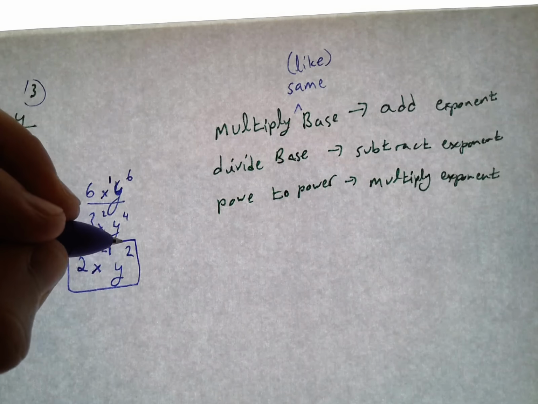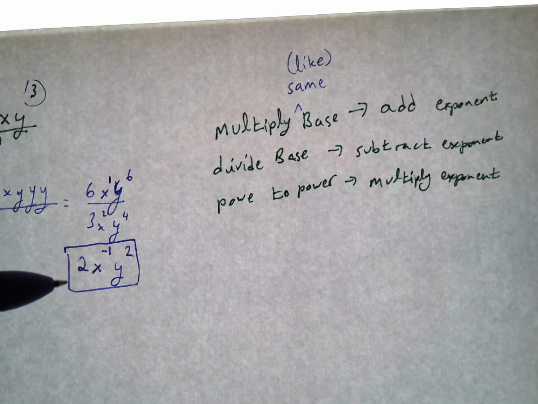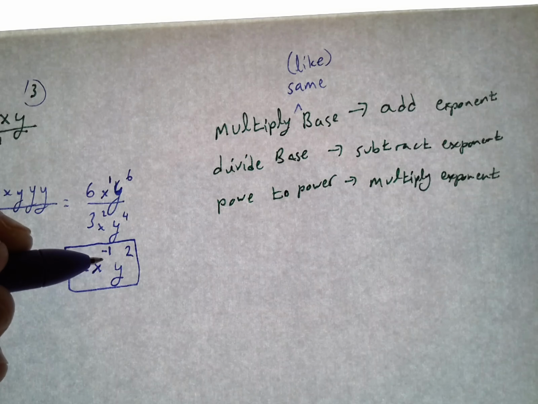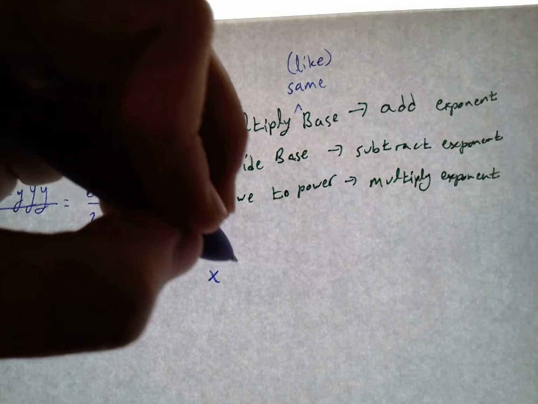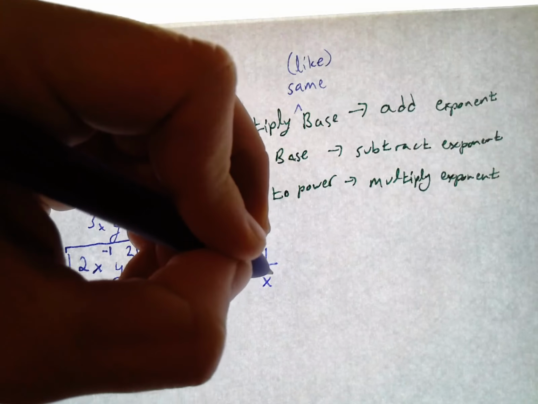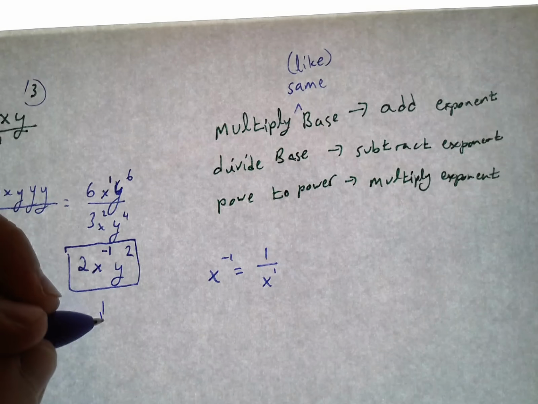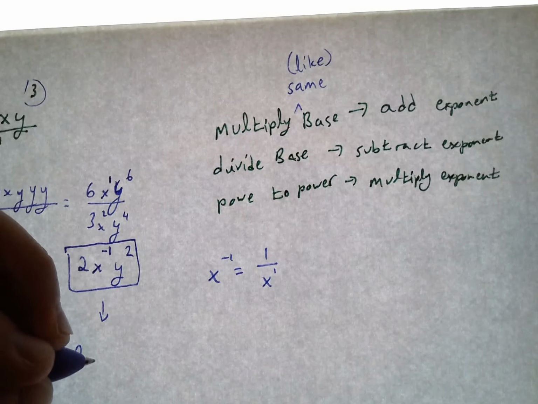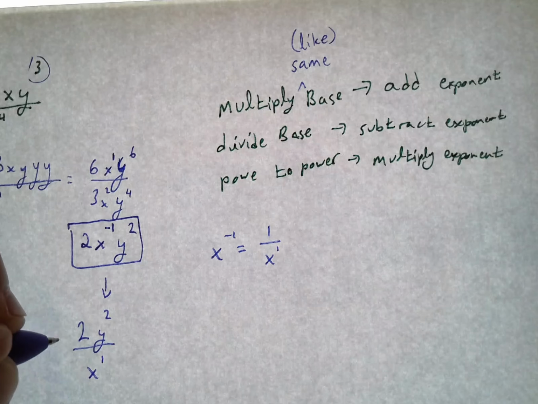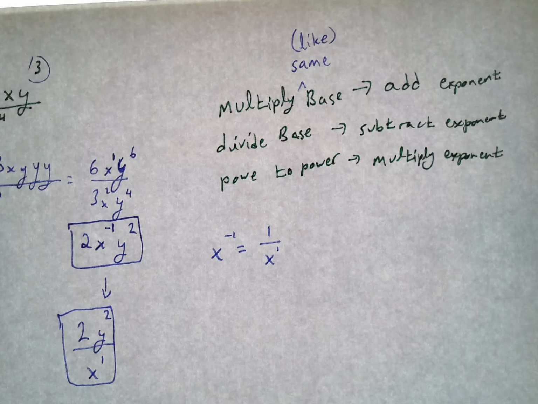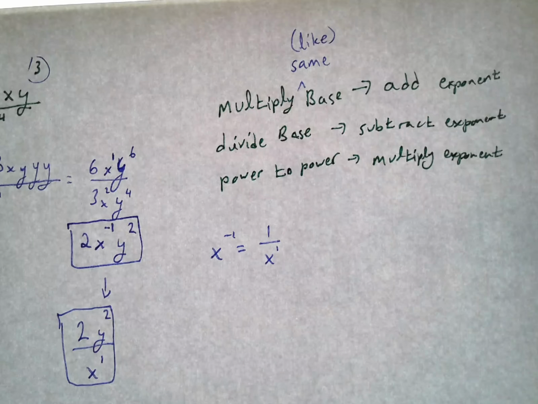You can leave the answer like this, but if you want to, I've got x to the negative first, and you should know that actually means 1 over x to the first, so we can rewrite this as 2y squared all over x to the first. Either of these should be considered an acceptable answer. And we're going to come back to this power to power. We've seen this before also. That means you are going to multiply the exponents. We'll see that in a minute.